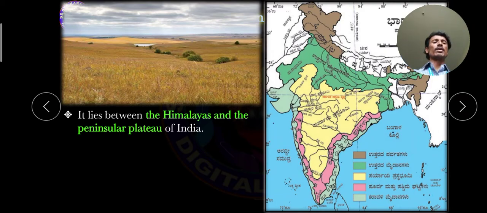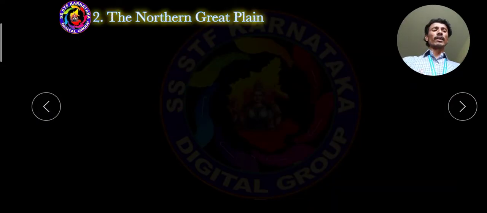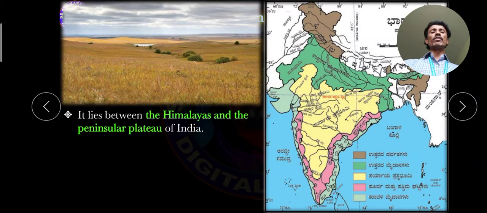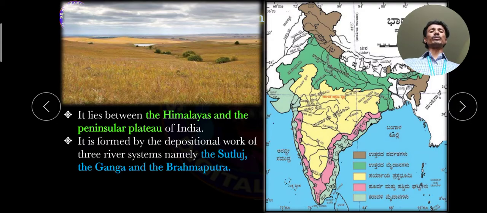See dear students, mainly here I have to show this is the Himalayas and this is the Peninsular plateau. Between them is the green color. So that is the very important northern plains. It lies between the Himalayas and the Peninsular plateau.